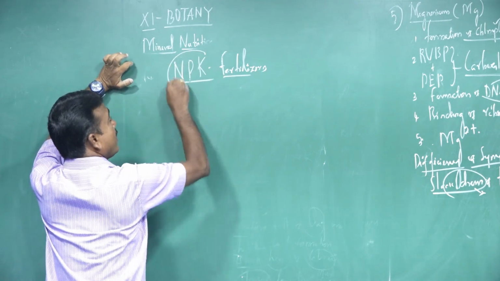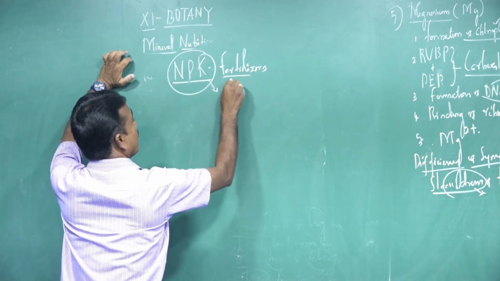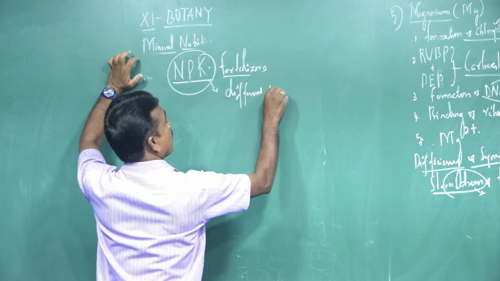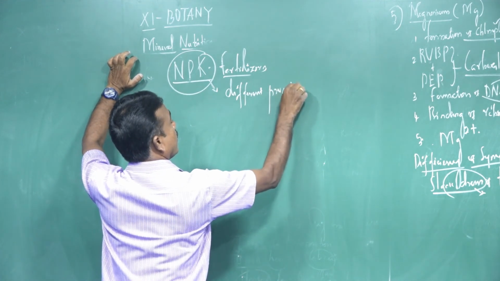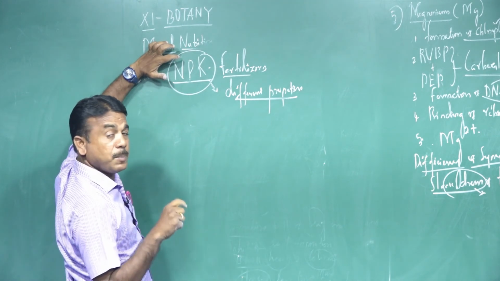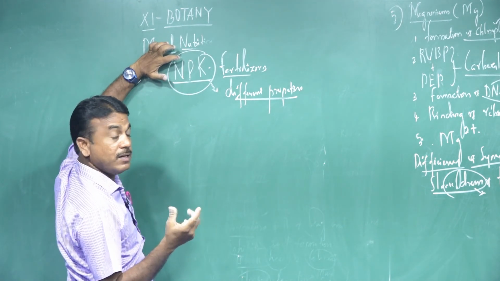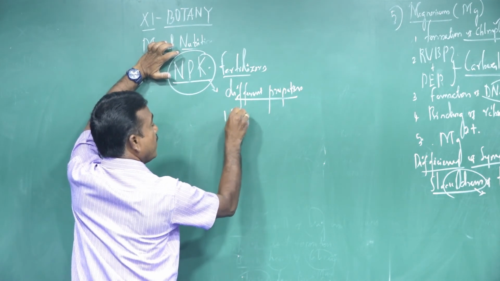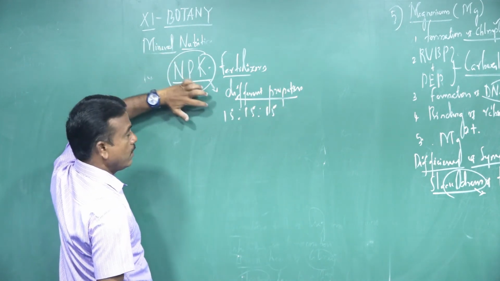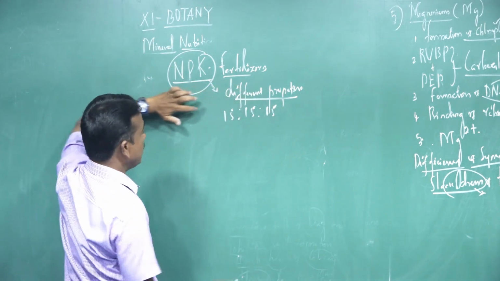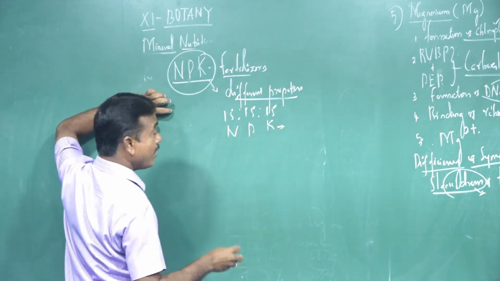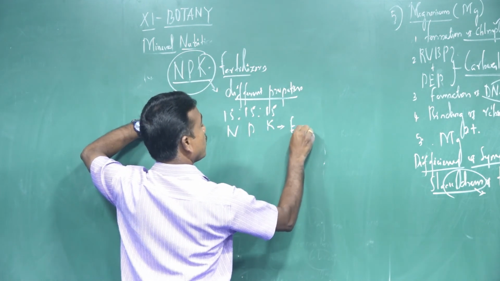The NPK occurs in different proportions, but if the bag indicates 15, 15 and 15, that 15-15-15 is NPK, where all occur in equal proportion.